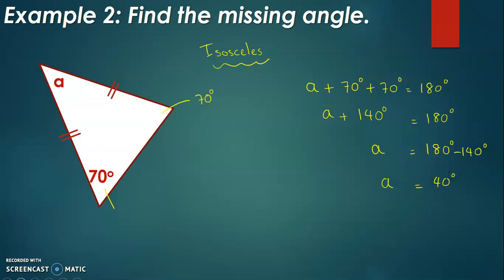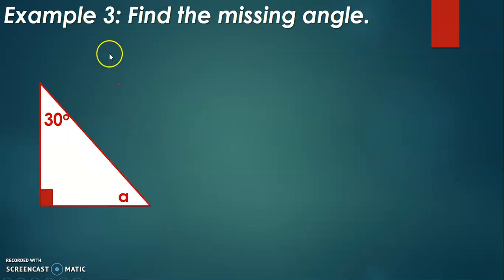Right, let's try something a little bit more difficult. Now, find the missing angle again, but here you got one angle given to you, but with a symbol, not with numbers. So you know that this is a right angle, and a right angle, you should know, is 90 degrees.